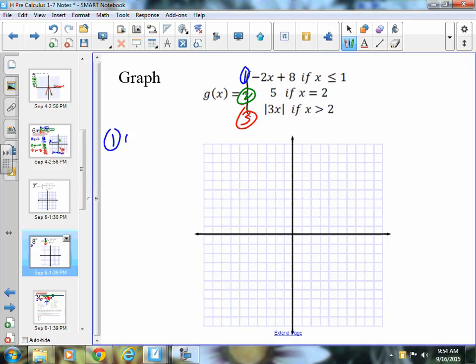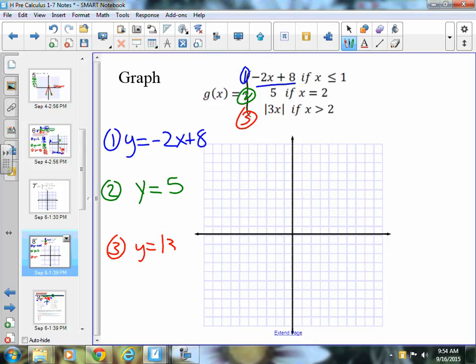So piece number 1, y equals, let's see what we've got. In front of the if, -2x plus 8. Okay, I'm going to give you a second, or maybe pause the video. You write the other 2 equations and see if we come up with the same things. So see if you can write the other 2. So go ahead and pause, do that. So second one is y equals 5. And then the third one is y equals absolute value of 3x. So hopefully you can figure out the equation part.